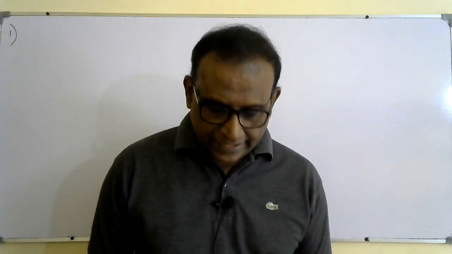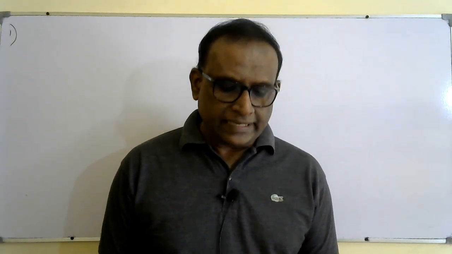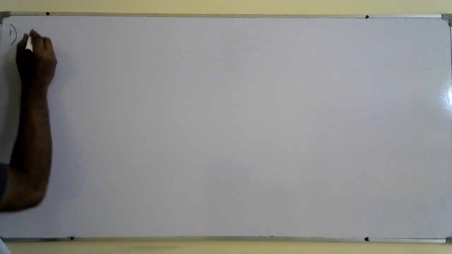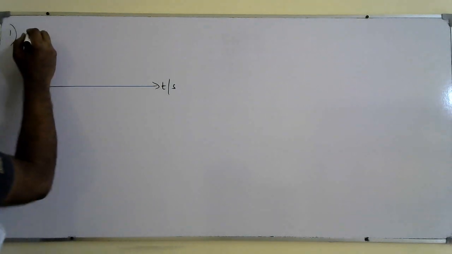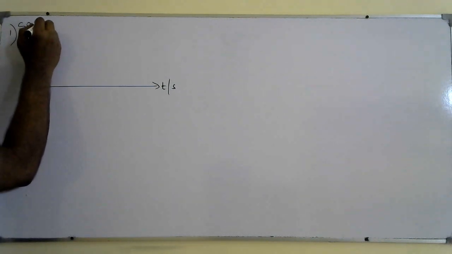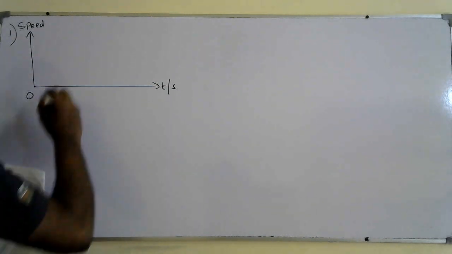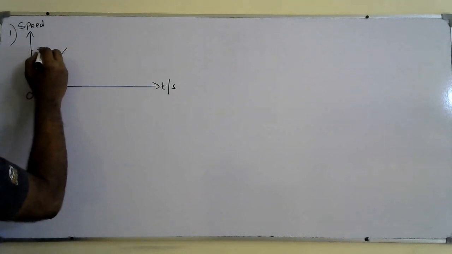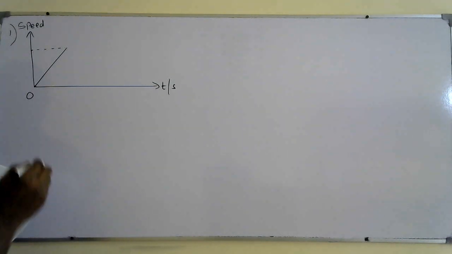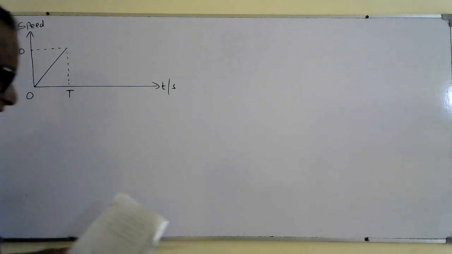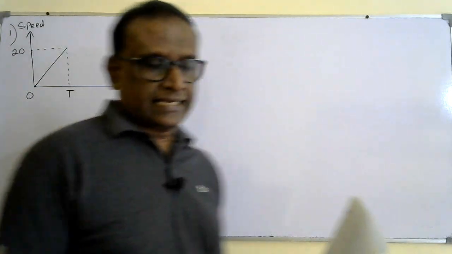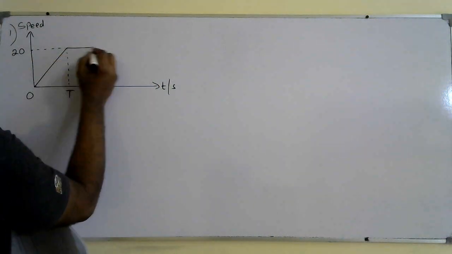The magnitude of acceleration of the train is twice the magnitude of the deceleration. On the axis below, an empty axis is given, the y-axis is speed in meters per second and the x-axis is time in seconds. Sketch the speed-time graph. First we will sketch roughly. This is the speed. Initially it's accelerating for time capital T. During that time its speed becomes 20 meters per second, and the time taken for that is t seconds. Then it's traveling for 3 minutes, meaning 180 seconds, at the same speed. So the graph should be horizontal.